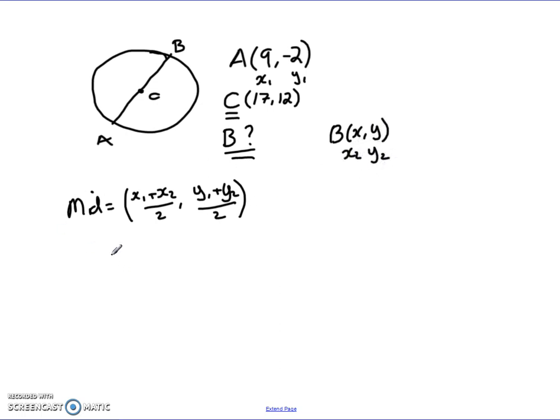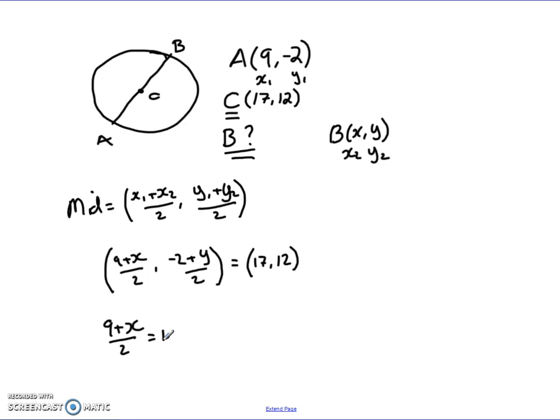Plugging all of this together, what we'll end up getting is that x1 plus x2, so 9 plus x divided by 2, and the y part gives you negative 2 plus y divided by 2. It's going to equal the coordinate of our centre, which in this case is 17, 12. Now what this allows me to do is create two separate little equations that I can solve fairly easily. It allows me to set up an equation saying 9 plus x divided by 2 is 17, and another one saying negative 2 plus y divided by 2 is equal to 12. And I can solve both of these equations.